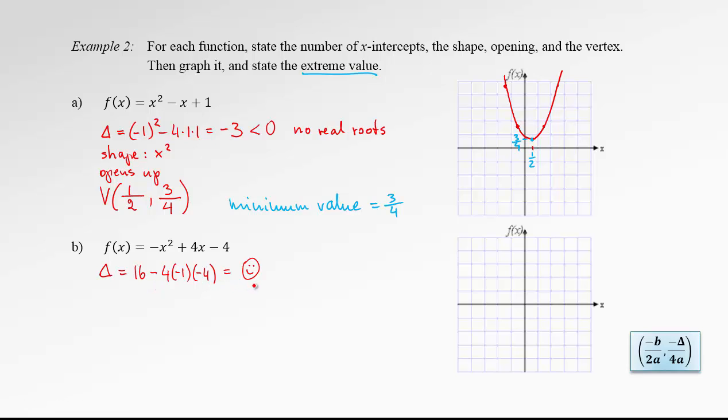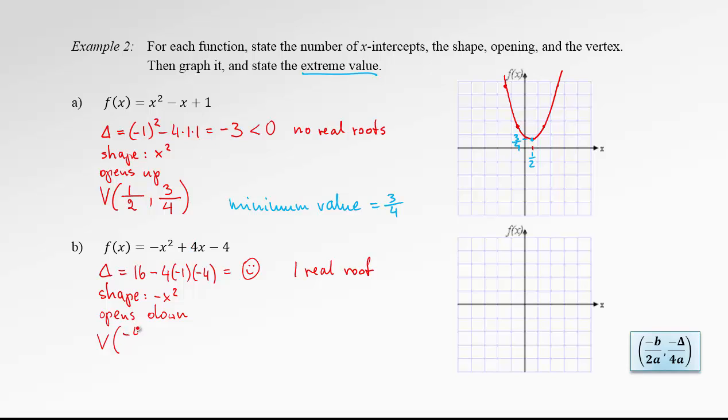What does this tell us about the roots? We have one real root. Okay. What is the shape of this parabola? The shape is that of -x squared. So it's like the basic parabola but upside down, right? Therefore, it opens down. And to find the vertex, we follow that rule.